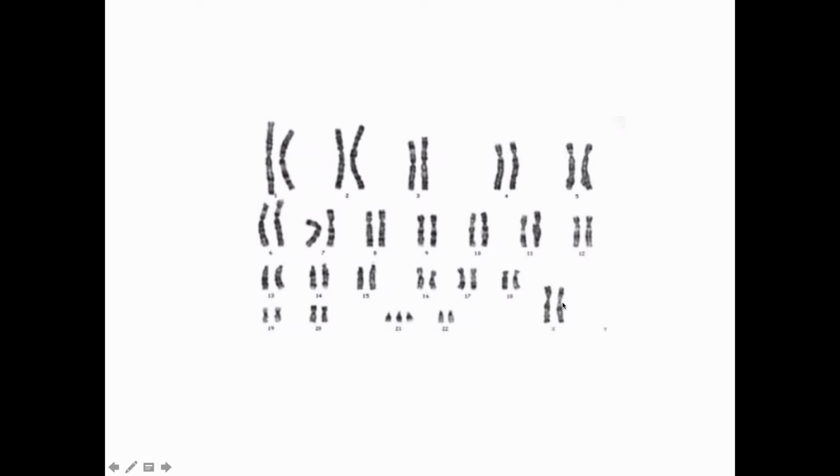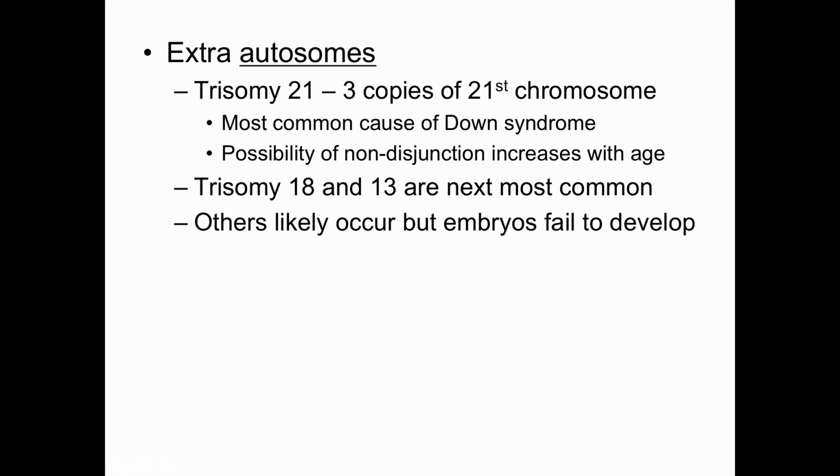This would also be a female. You see there's 2 X's and no Y. So this would be a female with Down syndrome. Trisomy 21 is Down syndrome. So it is called trisomy 21. Tri for 3. Chromosome 21 is the chromosome where there's the problem, and it is the most common cause of Down syndrome.